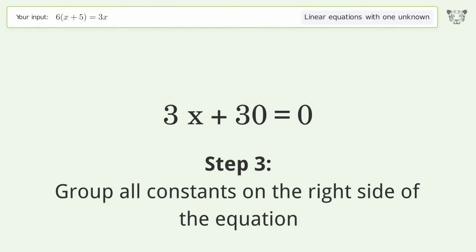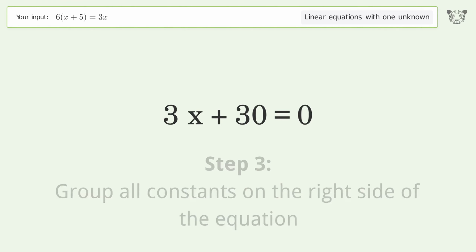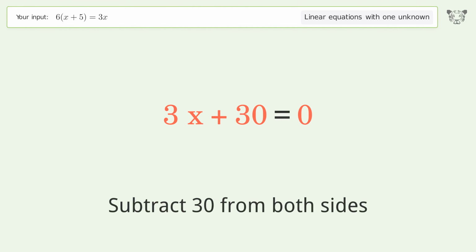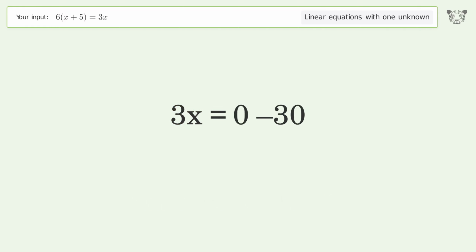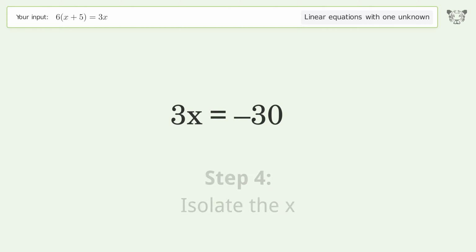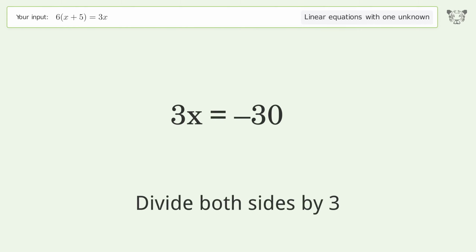Group all constants on the right side of the equation. Subtract 30 from both sides. Simplify the arithmetic. Isolate the x. Divide both sides by 3.